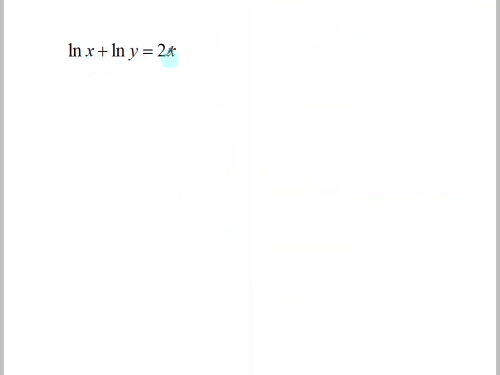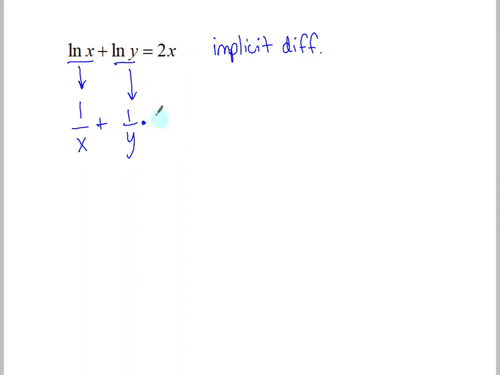Let's find the derivative of this. Because y is not by itself, we must take the derivative implicitly. Implicit differentiation is required here. The derivative of natural log of x is 1 over x. The derivative of natural log of y is 1 over y, and using the chain rule, times dy/dx, equals the derivative of 2x, which is 2.